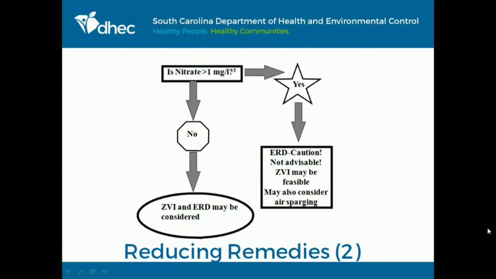I believe you'll find this on page 13 in the decision tree. Is nitrate greater than 1 milligram per liter? That's the number Jan was looking for, I think, or I think you're looking for sulfate, but this is a nitrate number. Yes. Be very cautious before applying reductive dechlorination. The research has shown that Dehalococcoides cannot survive in the presence of this level of nitrate. Zero-valent iron may be feasible, and air sparging would be feasible. If nitrate is not over 1 milligram per liter, then you can look at zero-valent iron and enhanced reductive dechlorination.